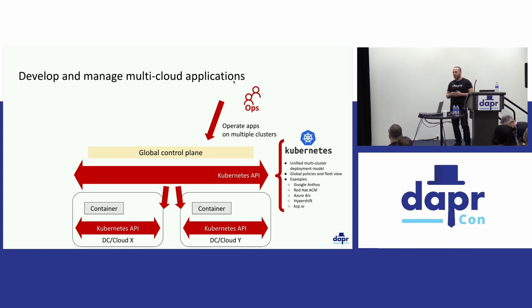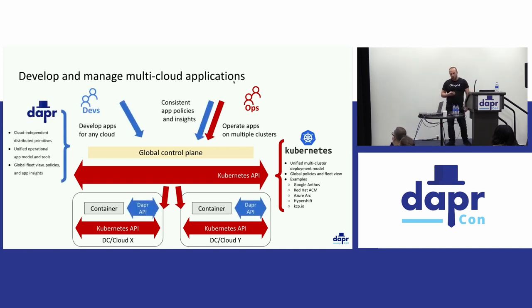What else do you get in this scenario? You can apply global policies that apply to multiple workloads. You get a single unified view of all your workloads, et cetera. And I think in this scenario, what Dapr can bring into the picture are a few things.